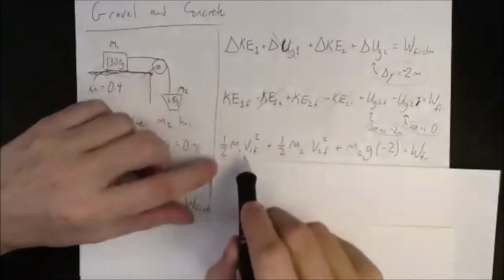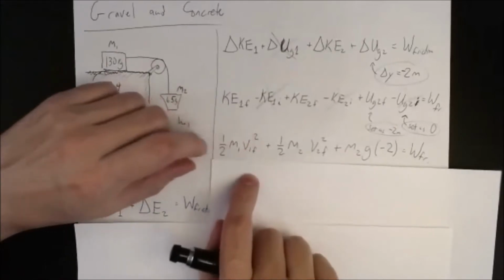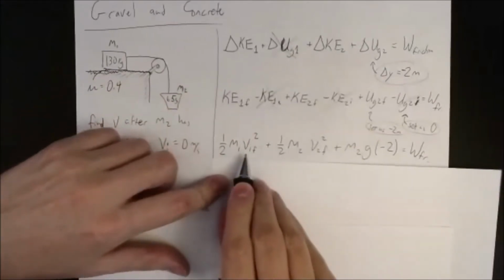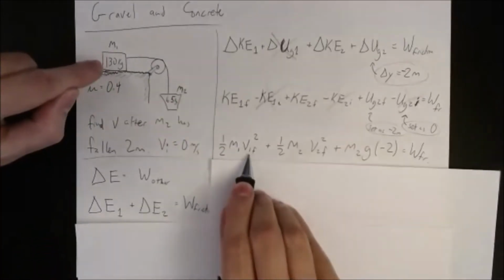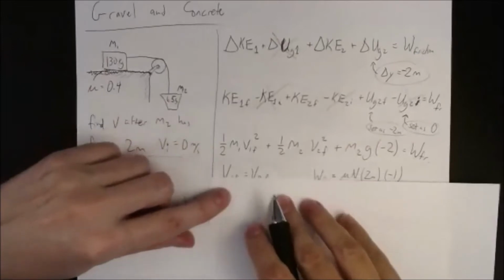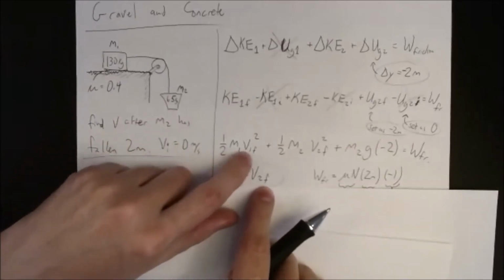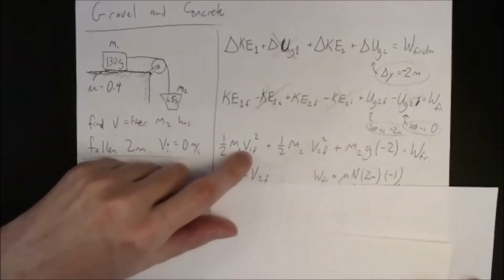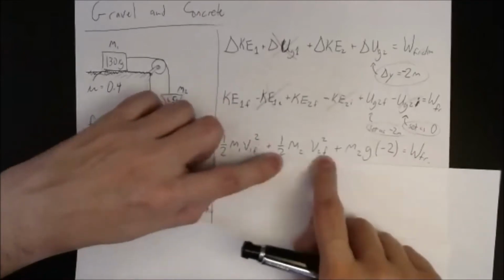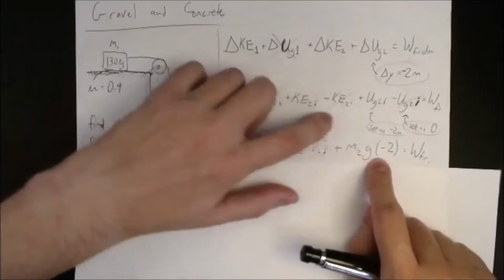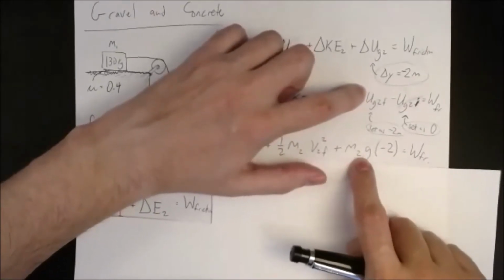I can then plug in my equations. Kinetic energy 1 final, well, that's 1/2 m1 v1 final squared. Notice again, we're getting all these subscripts in there. It's mass 1 and it's velocity 1 final. However, I'm going to show you this right now. Velocity 1 final is equal to velocity 2 final. The 1 and the 2 on the velocities don't really matter. It's just the final velocity. But anyway, we do that for block 1. We do it again for block 2 final. And we do this for change in gravitational potential energy final for block 2.